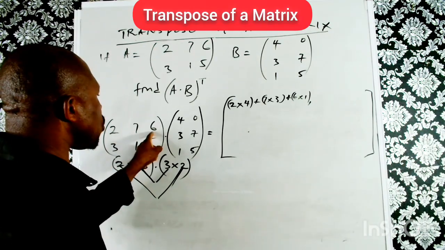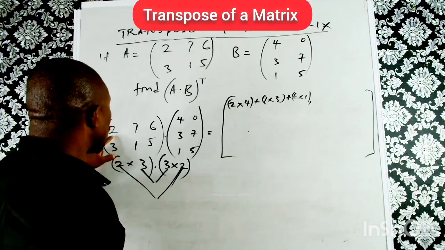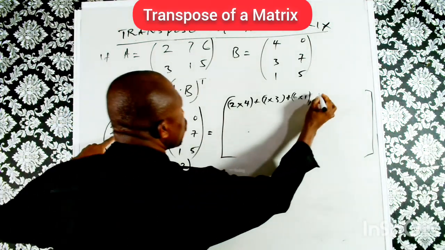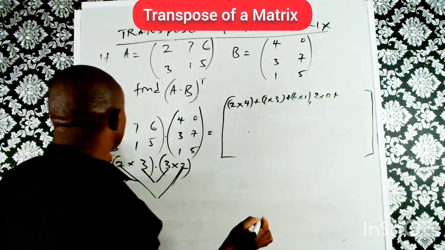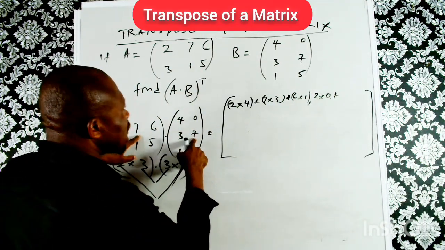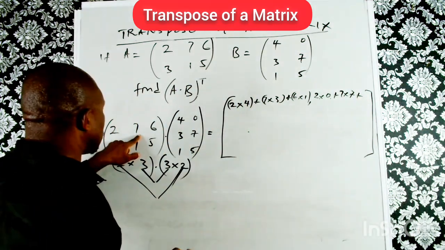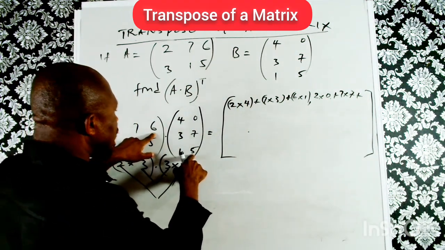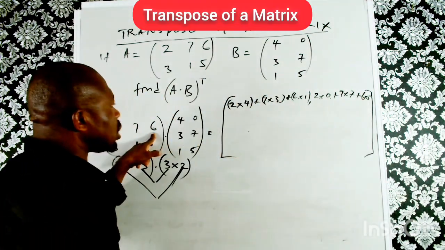use this same rule to multiply this. And when you do that, we have 2 times 0 plus 7 times 7 plus 6 times 5. Write it.